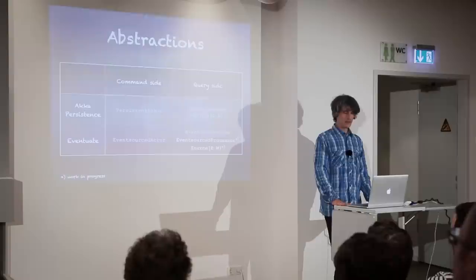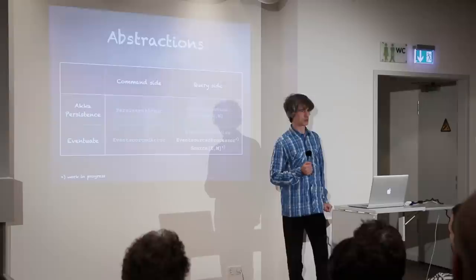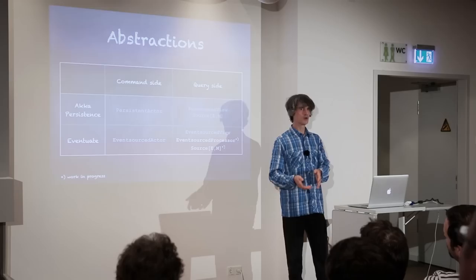In Eventuate, the main abstraction at the moment is the event sourced view, that's more or less equivalent to the persistent view in Akka Persistence. And an event sourced view is mainly used to generate read models in memory. Two other abstractions that are currently work in progress are the event sourced processor and also an Akka Streams API. An event sourced processor is an abstraction to generate persistent read models, so to generate read models in a query database. So it provides facilities to recover from failures, to make batch updates to the query database and so on. I will not go into the details here. That's work in progress and will be part of the next release.